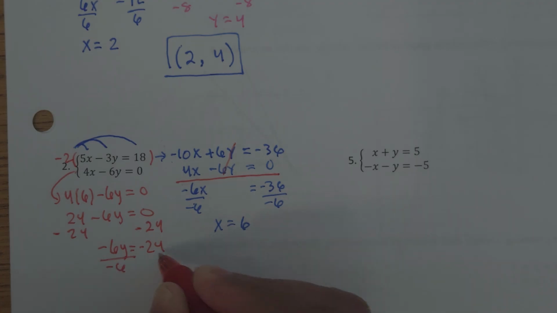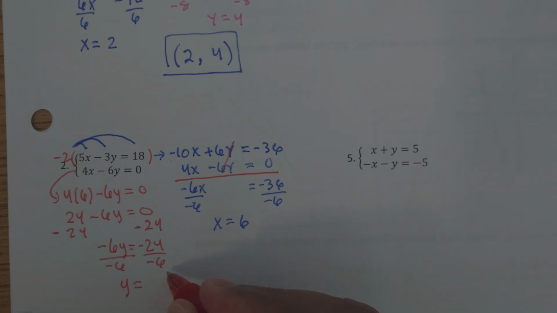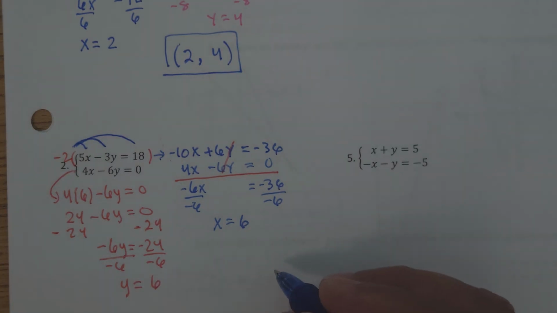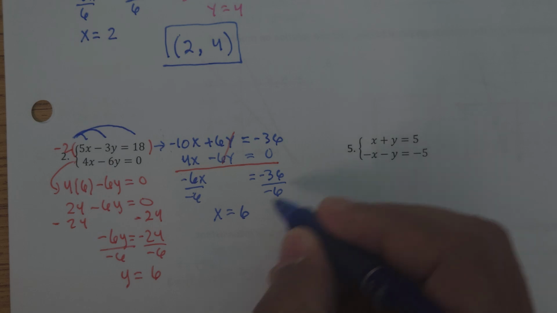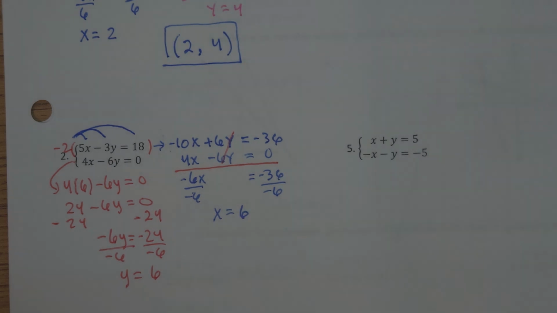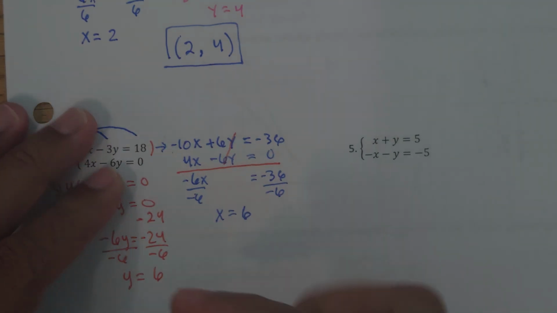Then divide by -6. So then y is equal to 24 divided by 6 is positive 6, but because they're both negative. Okay, so then the solution to this system of equations is, let's see, so this one is 6 comma 6, right? My mistake, this didn't make any sense, and I apologize for this.